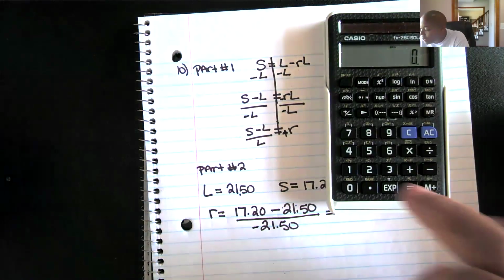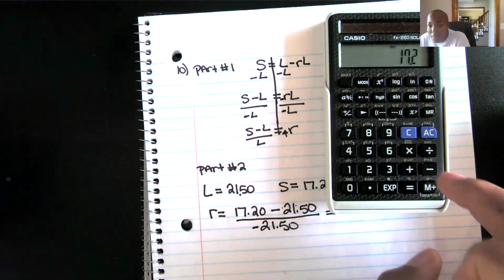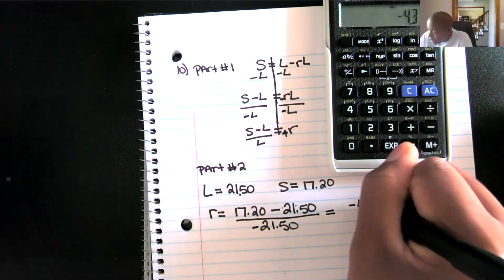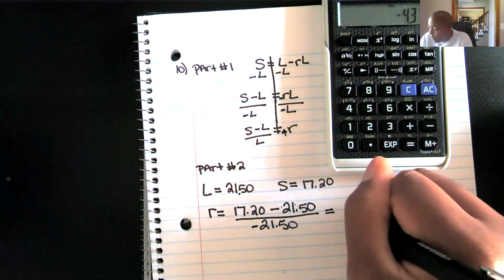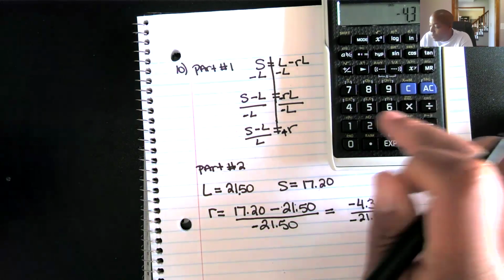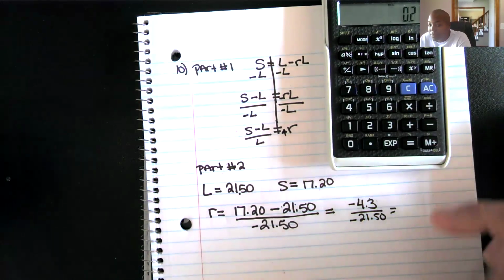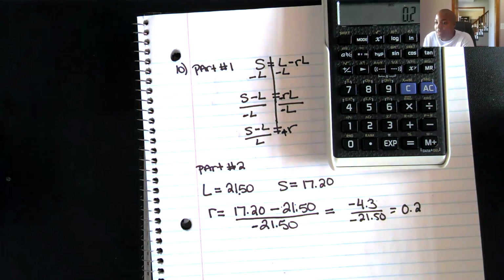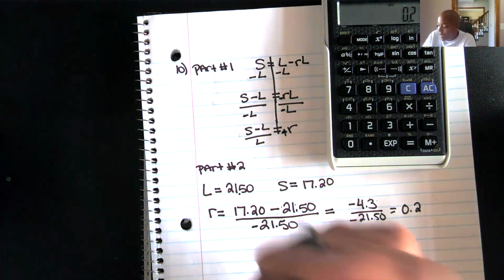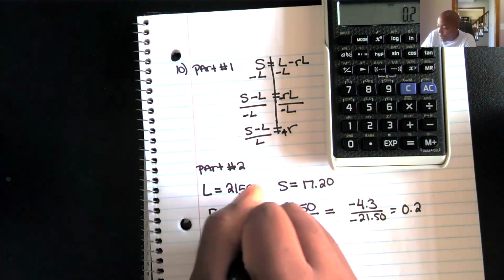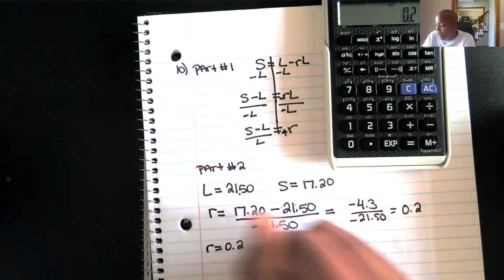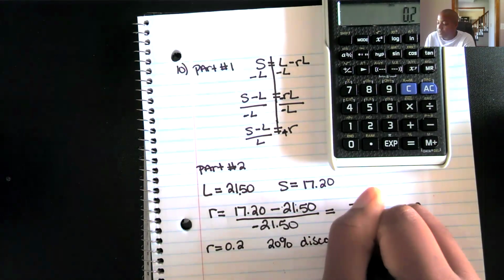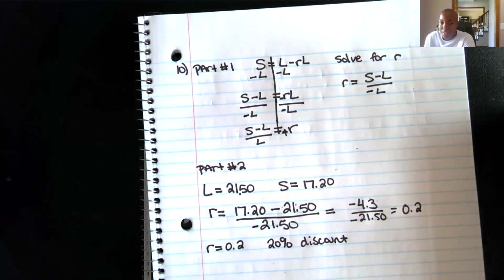All right, so let's try this again. 17.20 minus 21.50 is negative 4.3. And we're going to divide that by negative 21.50, which makes more sense, which is 0.2. So the percent discount, R equals 0.2. As a percent, 0.2 would be 20%. Not a bad discount. Not the greatest, but not bad.